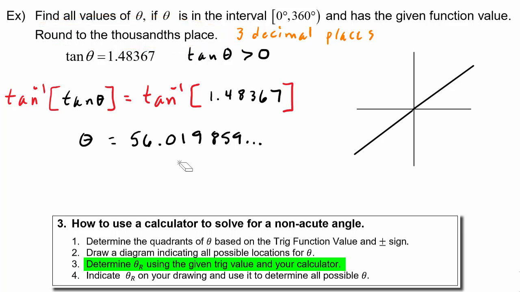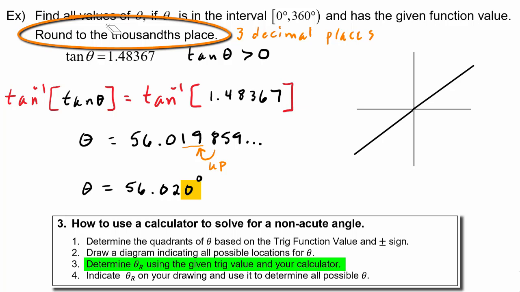So when we look at the 4th decimal place here, tenths, hundredths, thousandths, 10,000ths, that 8 tells the 9 to go up. Now because it's a 9, we'll have to carry over. So a way you can think about it is that the 19 is going to become a 20. So then theta would round to be 56.020 degrees. Now you need to show that 0 in the 3rd decimal place to show that you're rounding to the thousandths.